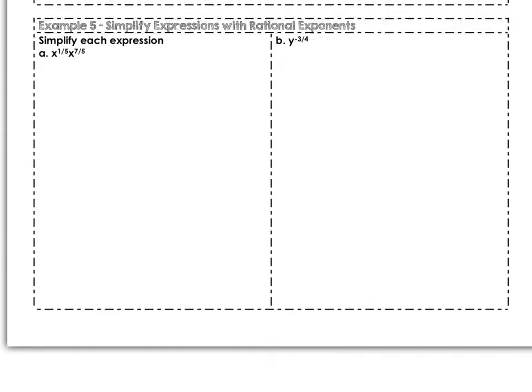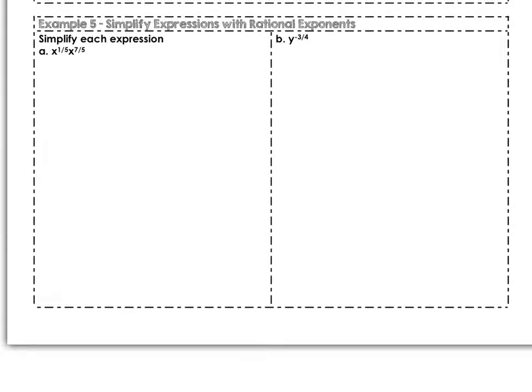Let's continue to use our properties of exponents with rational exponents. So I have this expression x to the 1/5 times x to the 7/5. Well, when I am multiplying things with the same base, I'm going to add their exponents. So I really have x to the 1/5 plus 7/5. 1/5 plus 7/5 gets me 8/5.